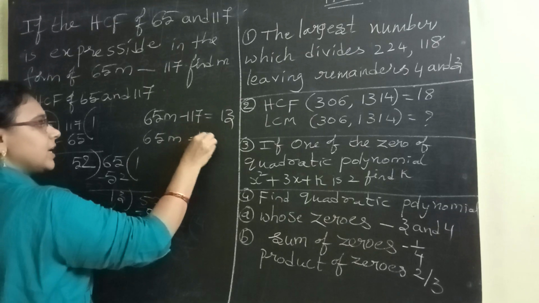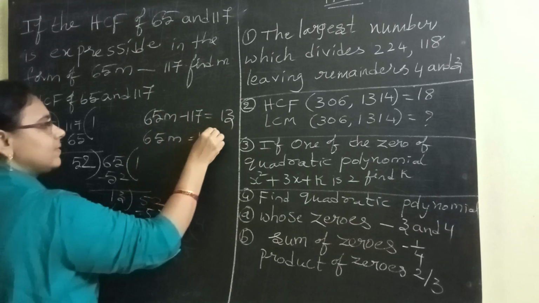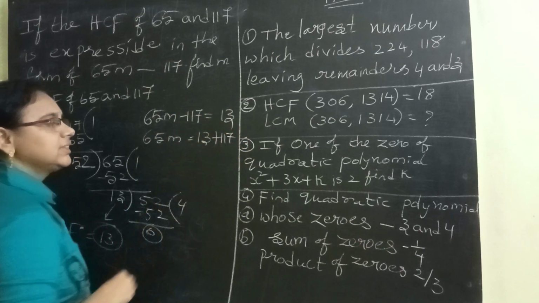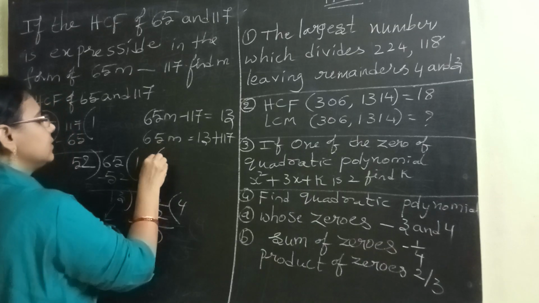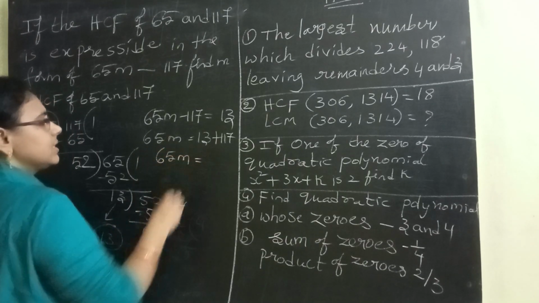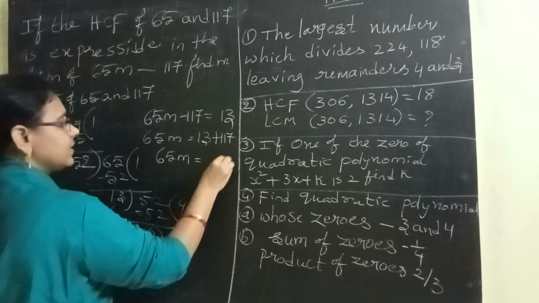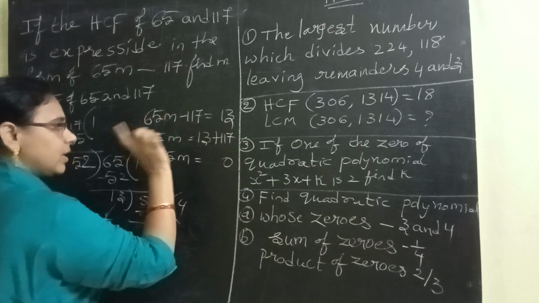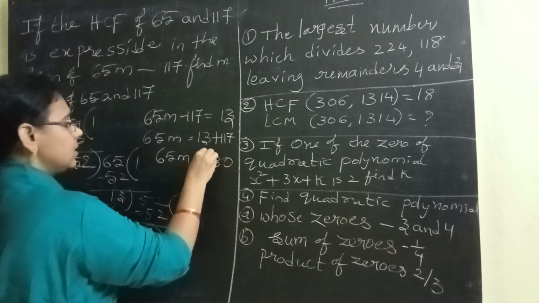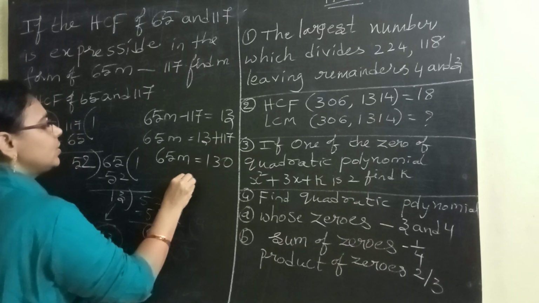13 is equal to, after, as it is. Negative 117, transpose to the opposite side, positive 117. So 65m is equal to 3 plus 7 is 10, 1 plus 1 is 2, plus 1 is 3. 130.